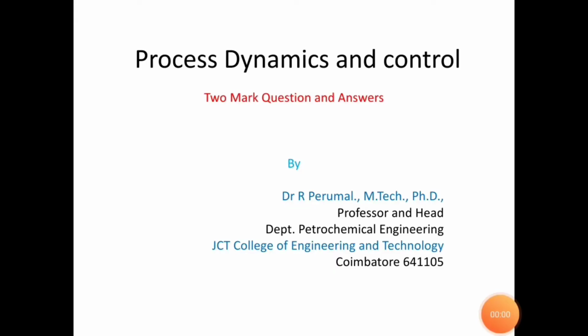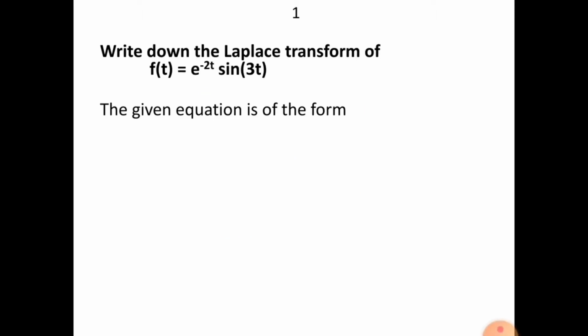In this video, we will discuss two more questions in process dynamics and control. The first one is a problem. Write down the Laplace transform of f of t equal to e power minus 2t sine 3t. So this is an input function. We have to write the Laplace transform for this function.